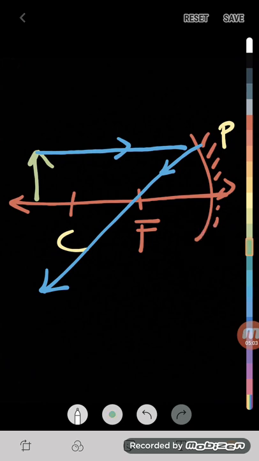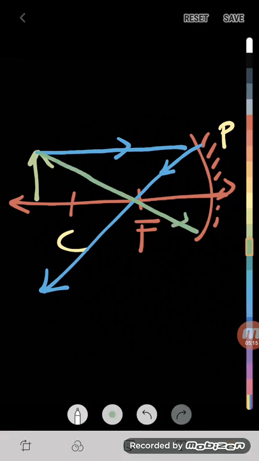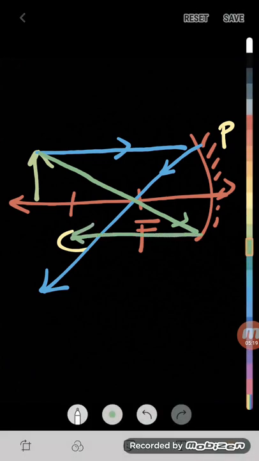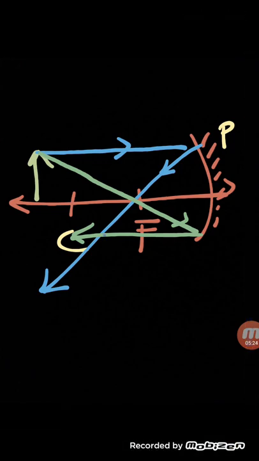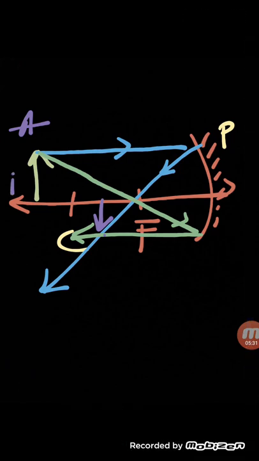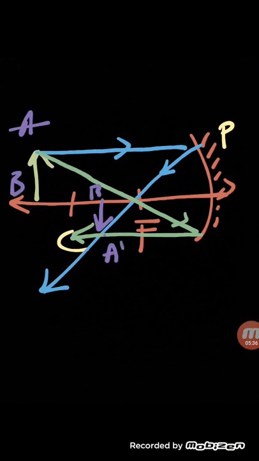Now we have an option. We can use any two rules out of three. So what I am using is this one. If the ray is passing through the focus, the reflected ray will be parallel. So where are they meeting? They are meeting at this point, right? So at this point there will be an image. Suppose this object is AB. So this is the image of AB, A dash, B dash.